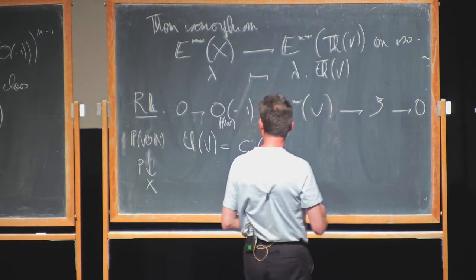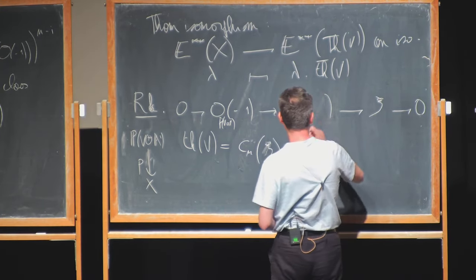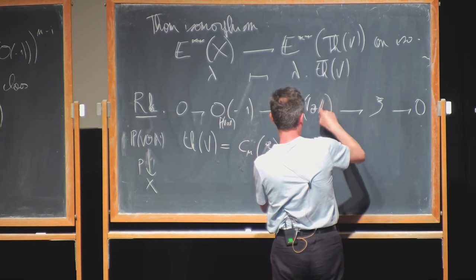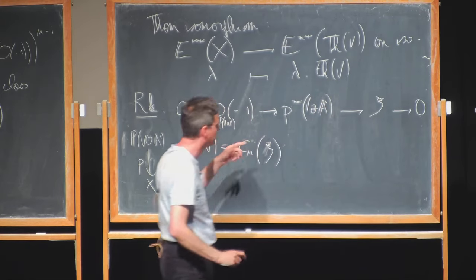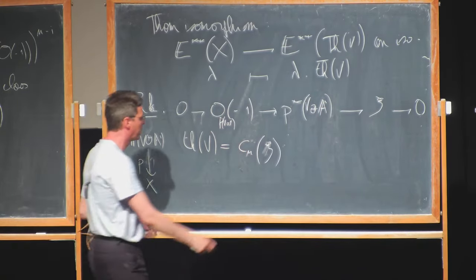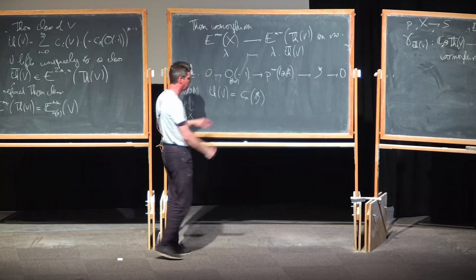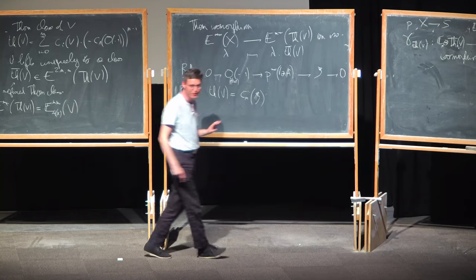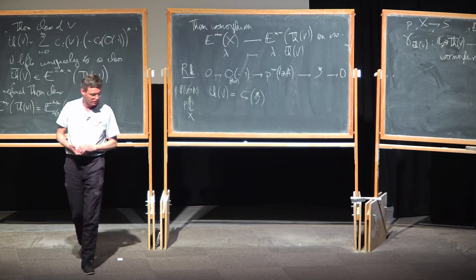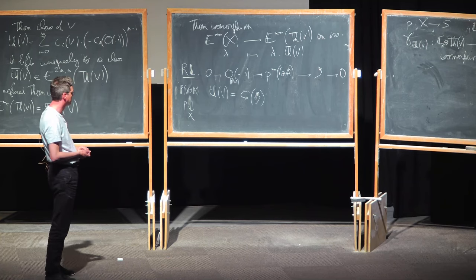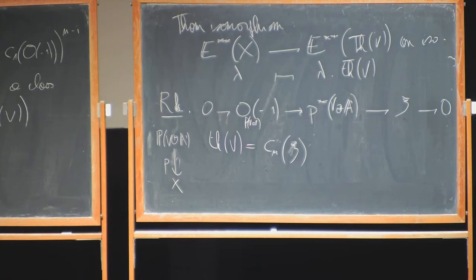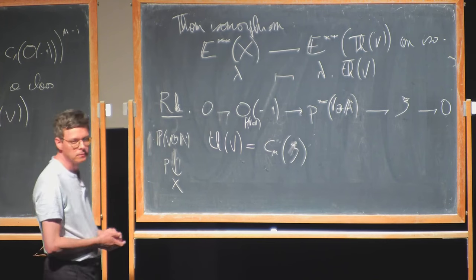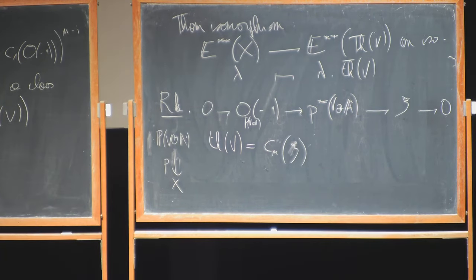Wait. I think I got it wrong. You're right, sorry. Because it must be of rank n. So this is of rank n plus one. You mod out by this line bundle. So this is of rank n, and, sorry, you're definitely right. You have to take this, thanks. Is it okay? Great.